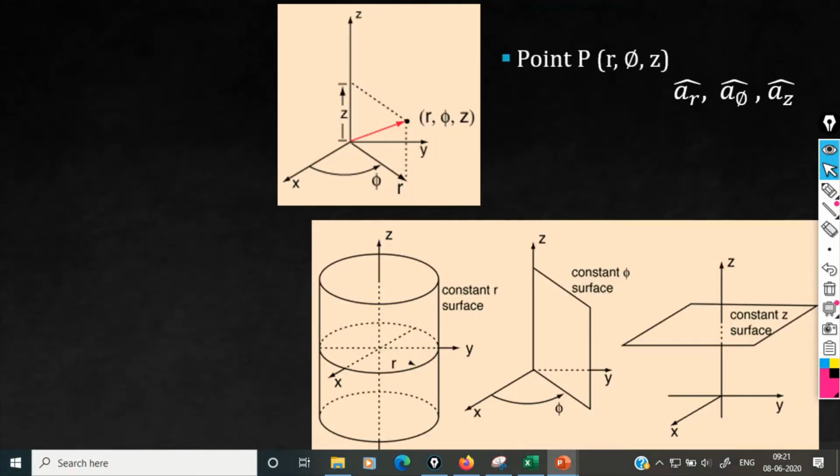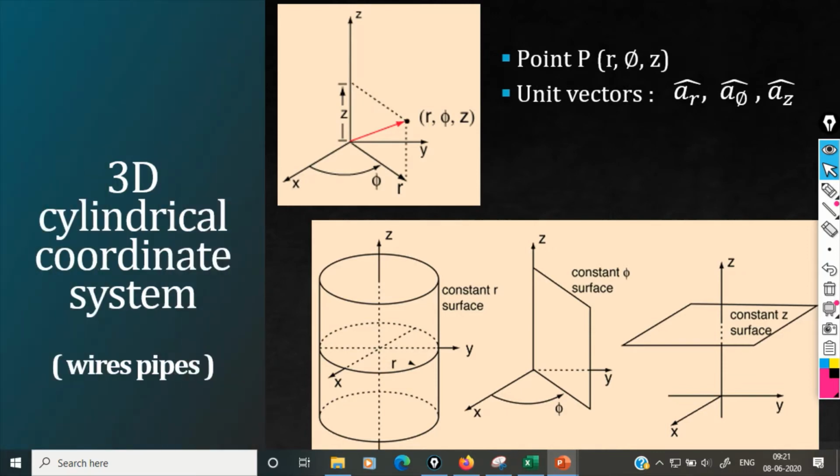The next coordinate system that we have is the cylindrical coordinate system. What is the application of the cylindrical coordinate system? Whenever I get a wire type structure or pipe type structure, I will be using the cylindrical coordinate system. The point in cylindrical coordinate system is represented as P(r, phi, z). The unit vectors are ar cap, a phi cap, az cap.